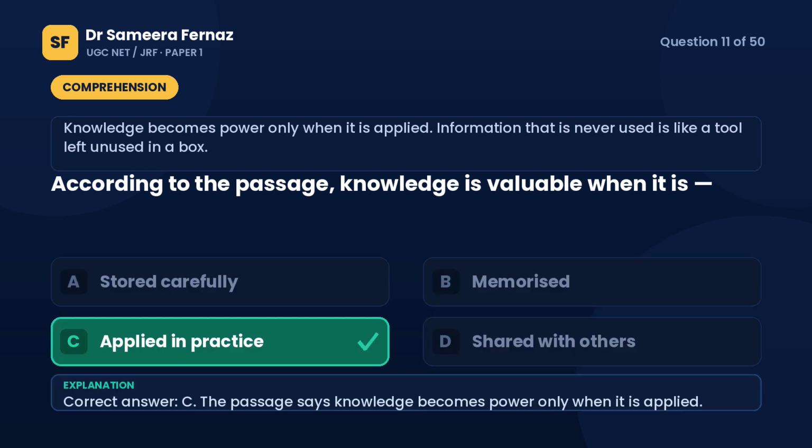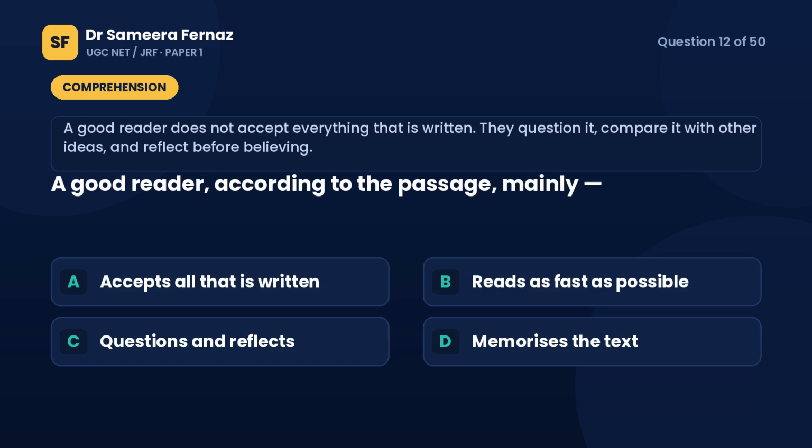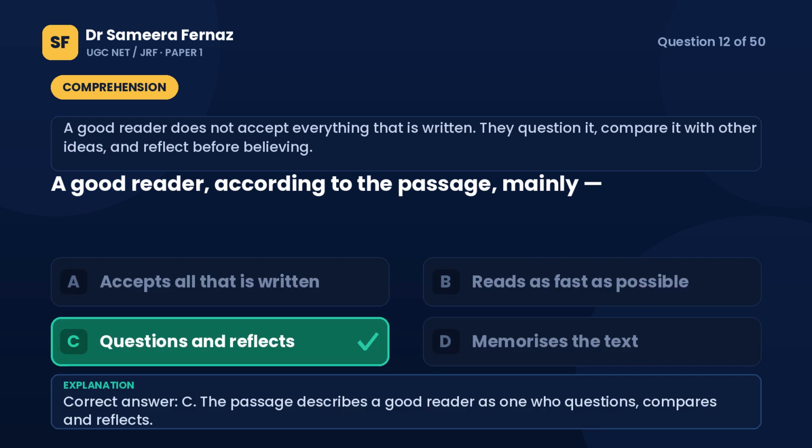Question number 11, Comprehension. Read the passage. When does knowledge truly become power? So the answer is option A, when it is applied. Knowledge sitting unused is like a tool left in a box.